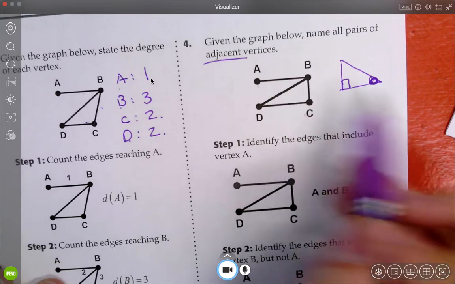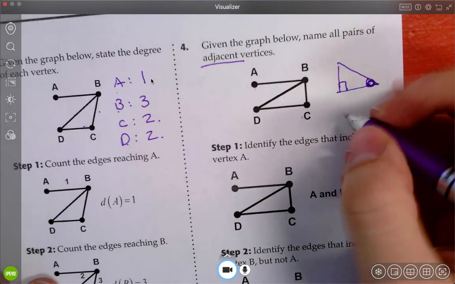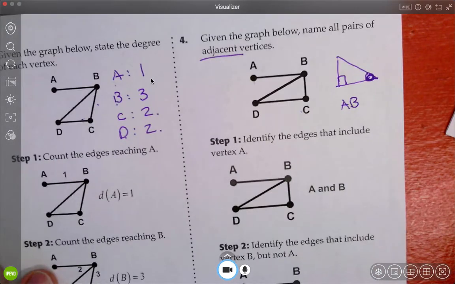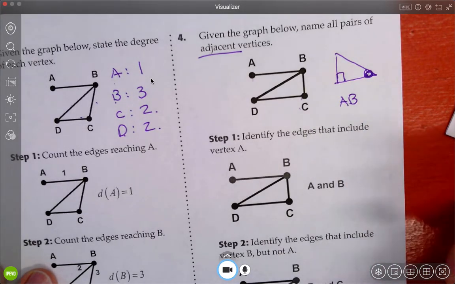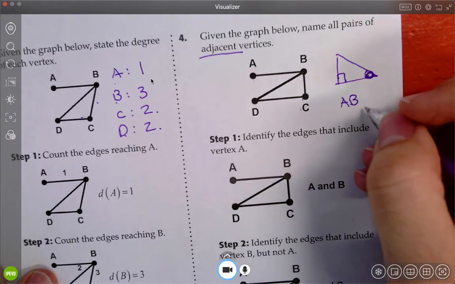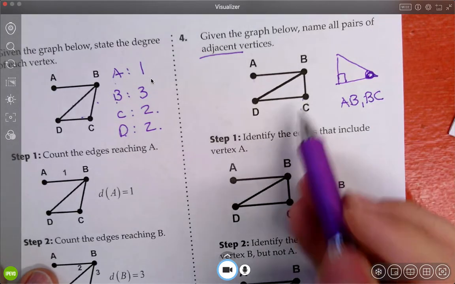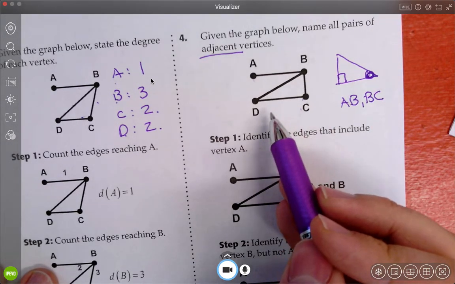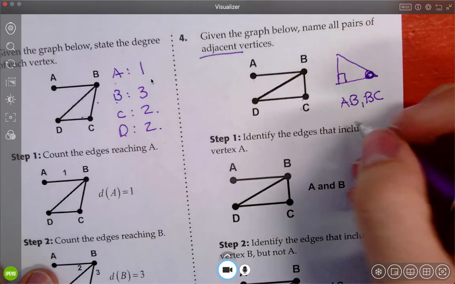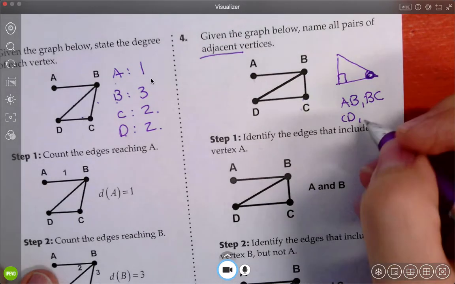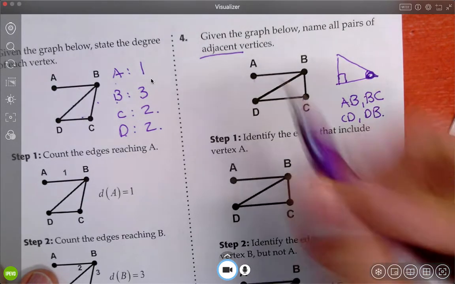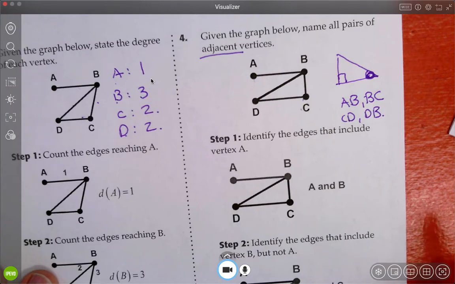Are A and B adjacent? Yeah, so you write AB. Are B and C adjacent? Are they connected? Yeah, so you write BC. Are C and D adjacent? Are they connected? Yeah. Are D and B connected? Are A and D connected? No, so I don't write that down. Are A and C connected?